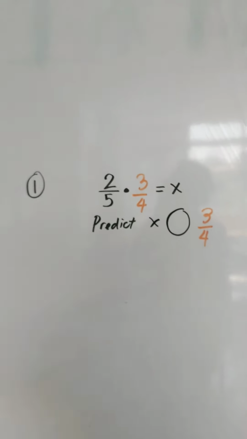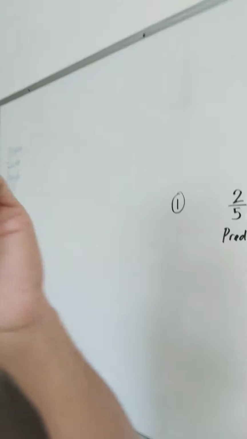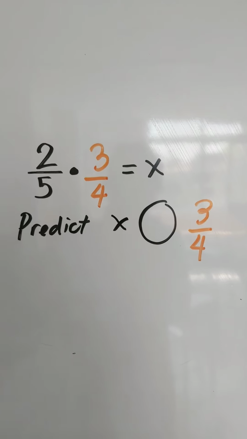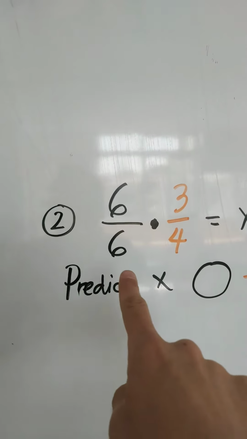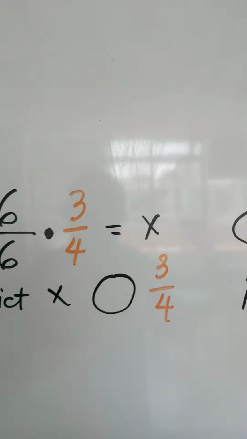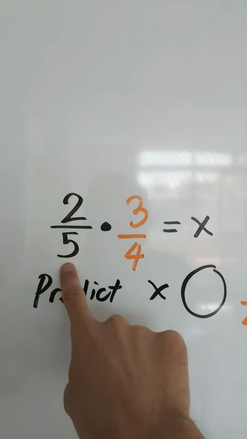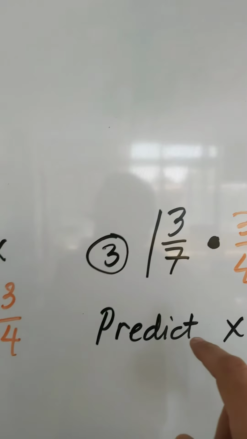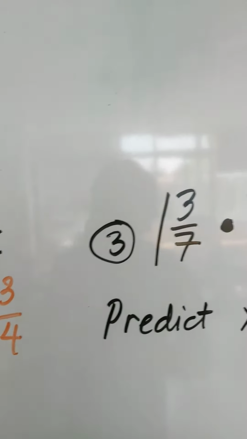All right, so I'm going to bring you over here to the board, right? These are the same questions that you have in numbers 1, 2, and 3. Okay? All right. Now, let's look at number 1. It's 2/5 times 3/4 equals x, right? Number 2, 6/6 times 3/4 equals x. All right, we see that the 3/4 fraction is the second factor, right? Here's the first factor, here's the second factor of the equation. And on number 3, here we see 3/4 once again, but this time it's being multiplied by 1 3/7, right?